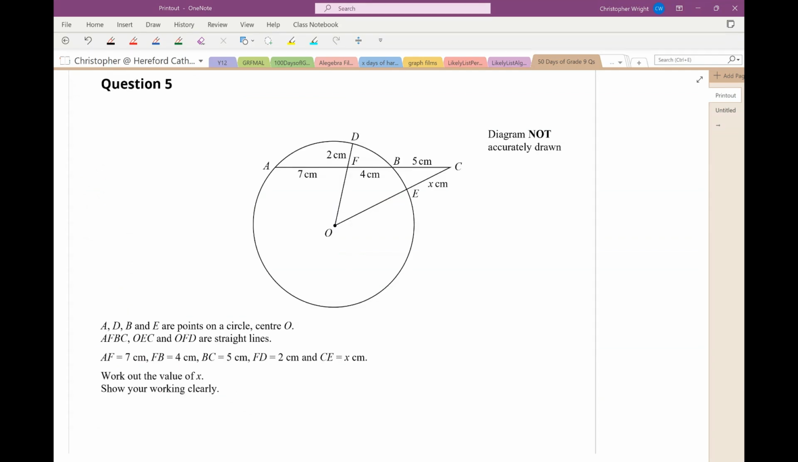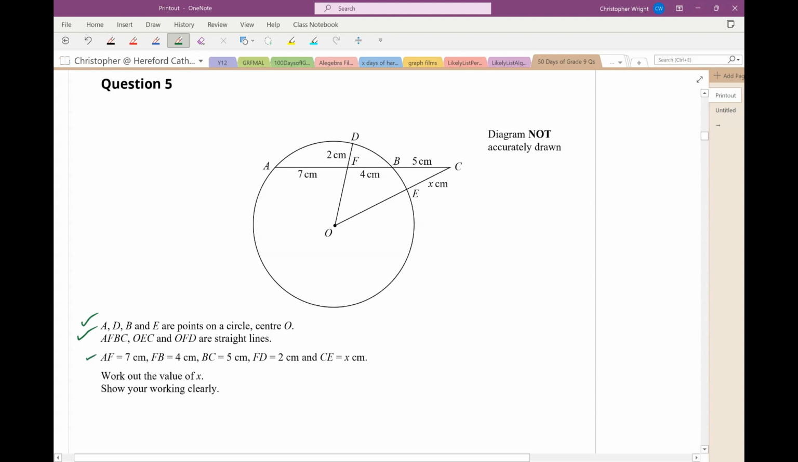Question 5. Let's have a look at this diagram first, and let's agree that we're likely to use the intersecting chord theorem. Now let's have a look. A, D, B, and E are points on the circle. Yes, they're labelled. A, F, B, C and O, E, C and O, F, D are straight lines. Yes, they look like it.